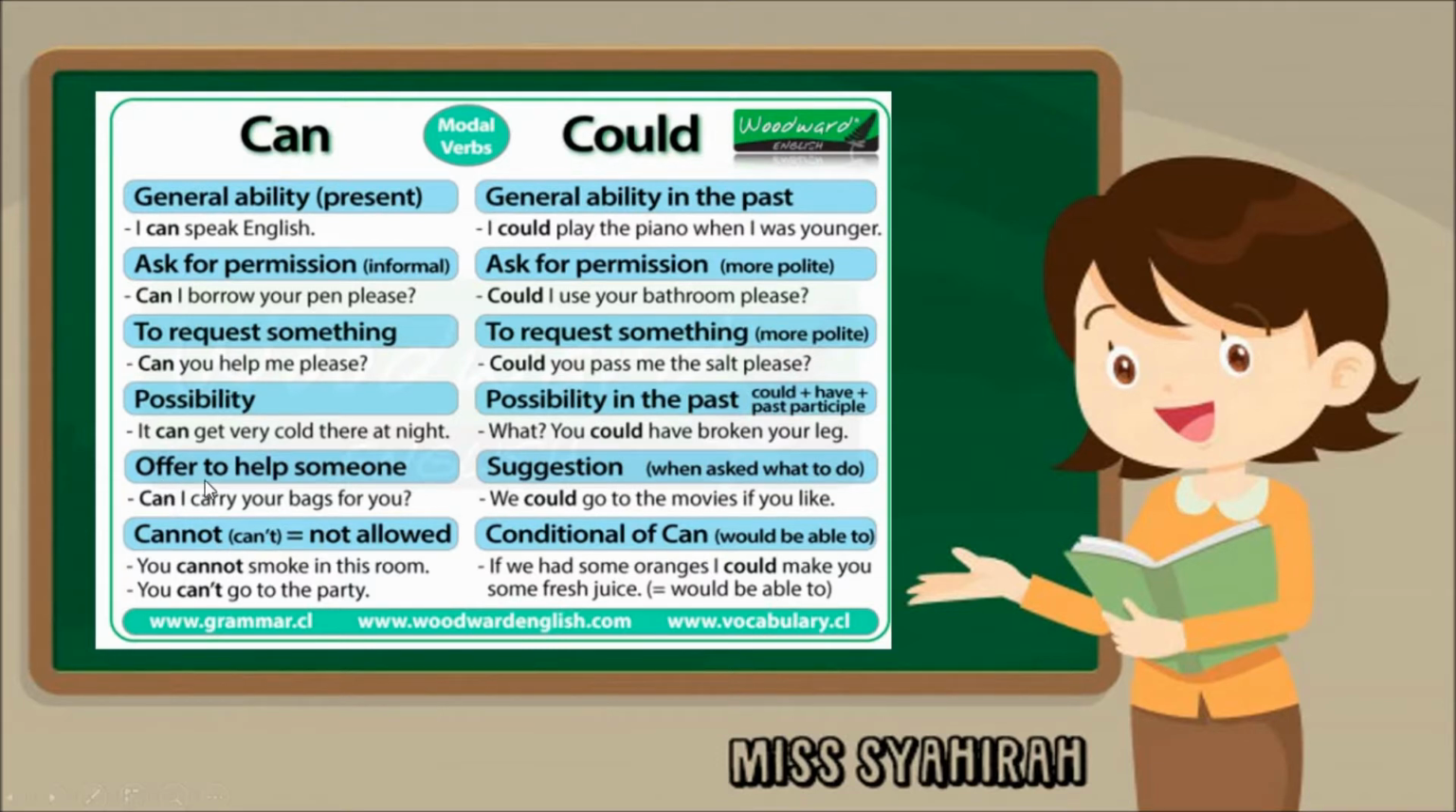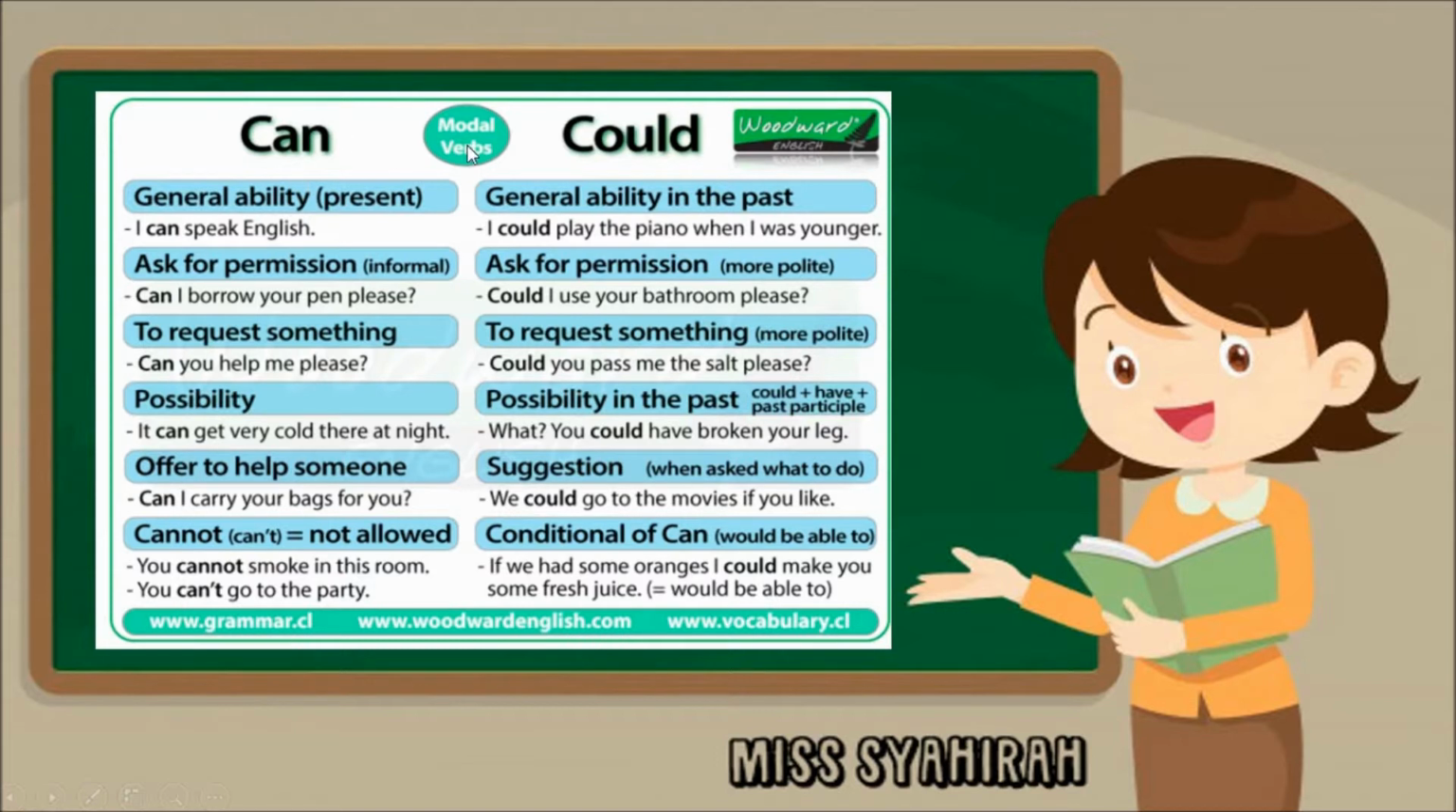Another thing is offer to help someone. Can I carry your bags for you? Whereas could for suggestion, bagi cadangan. Okay, we could go to the movies if you like. And then can, if it's in negative, it is cannot, not allowed. So you cannot smoke in this room. So maksudnya betul-betul tak boleh, not allowed, tidak dibenarkan. You can't go to the party. Whereas conditional of can, if we had some oranges, I could make you some fresh juice. Okay, so could is like would be able to, something yang boleh buat lah.